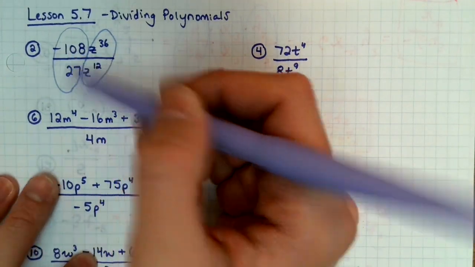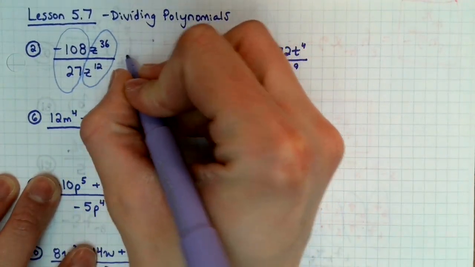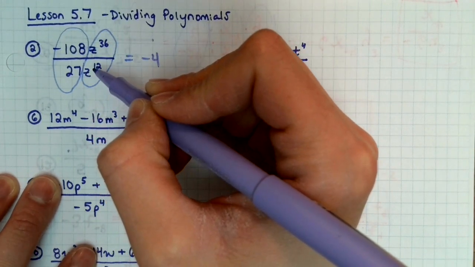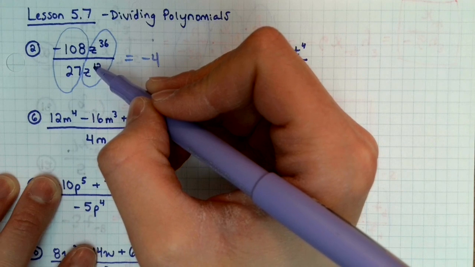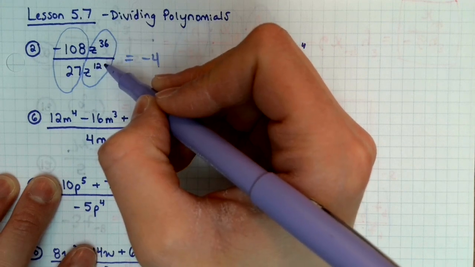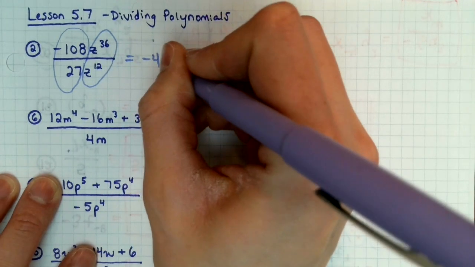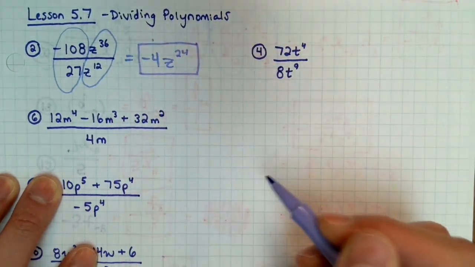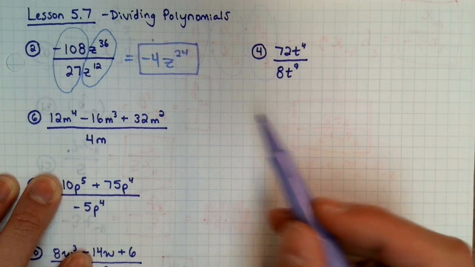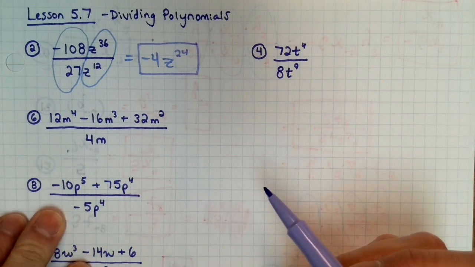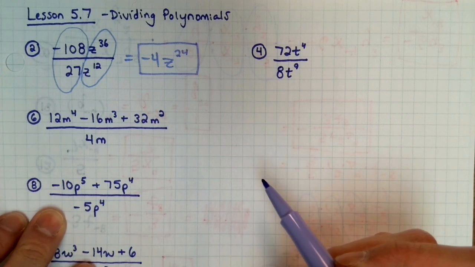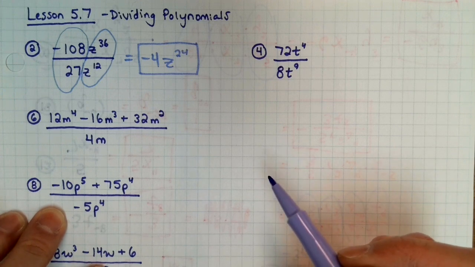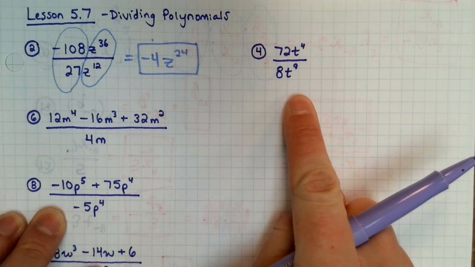So this negative 108 divided by 27 is going to give us negative 4. And again, using our quotient rule for exponents, we're going to subtract these exponents. So 36 minus 12 is 24. So this is going to be z to the 24th. And we just completed that division question. So if you know your rules for exponents, you're going to be able to do these questions. And again, if you're still struggling with those rules for exponents, you need to go back and review the material from lesson 5.1.